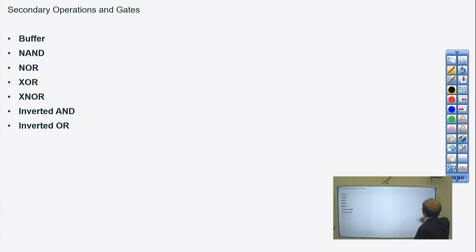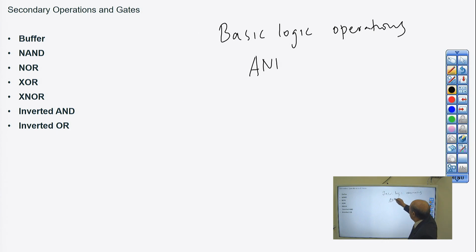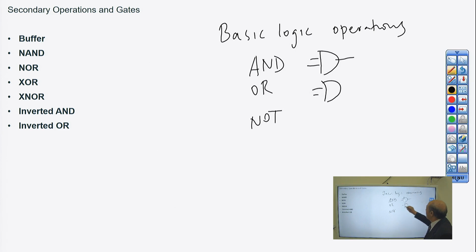In the previous lecture, we got familiar with the basic logic operations and gates: AND, OR, NOT. We can implement any logic functions using the basic logic operations and can implement the logic circuit using the basic logic gates.